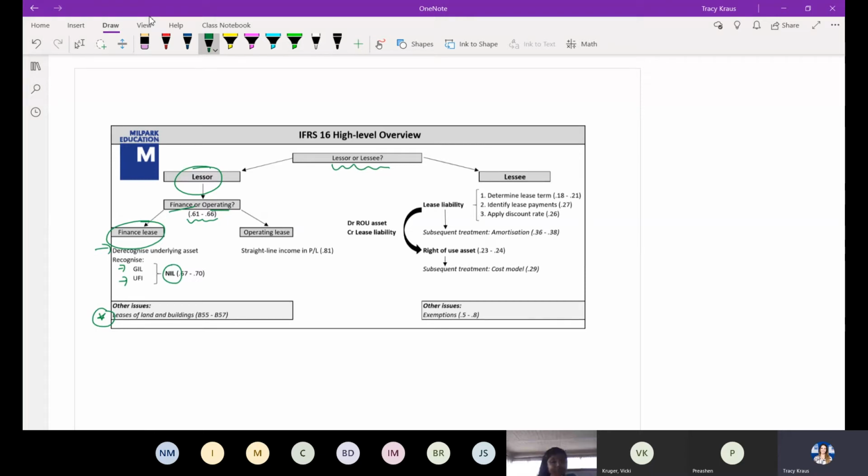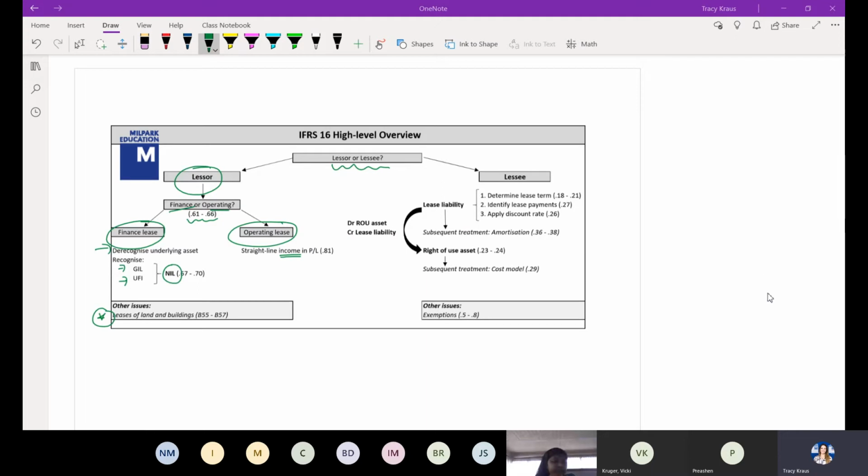Now, if a lessor doesn't have a lease in which the risks and rewards of ownership are being transferred, then what they have is an operating lease. And an operating lease is much easier to account for. The asset will remain on the statement of financial position and we will continue to account for it appropriately. It might be investment property, which you would account for with the fair value model or the cost model. It might be PPE, where we would use the cost model or the revaluation model, but we would account for the asset as we would. But what we'll do is recognize the income related to the lease, so the lease income over the lease term, and that would be straight line.